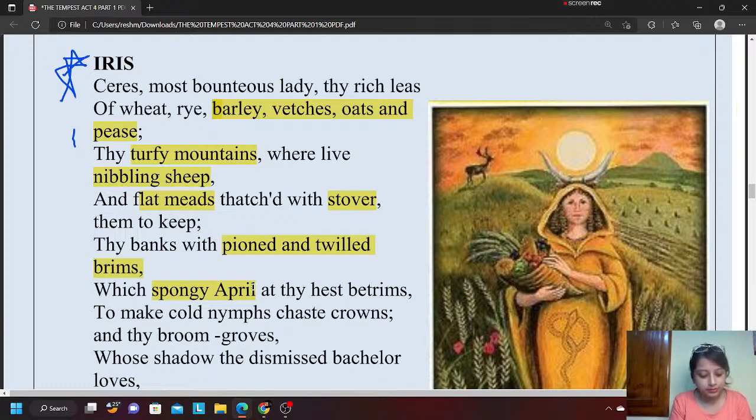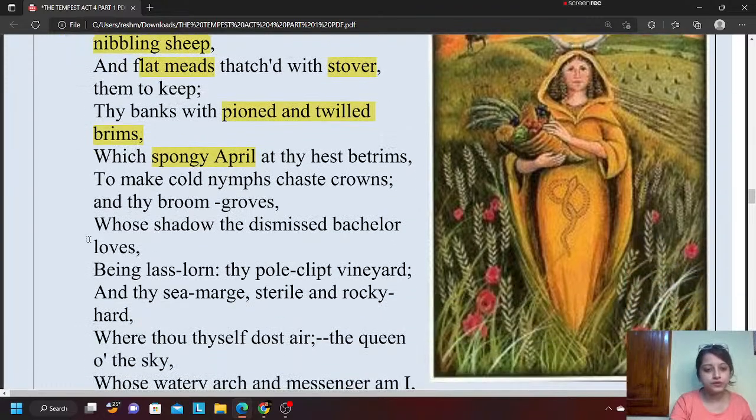And thy broom groves means you also have the groves or the forests. And what happens in the forests? You have a forest land where the dismissed bachelor, meaning whoever's heart is broken, needs peace, so he goes to the forest to spend some time alone. Being lass-lorn, meaning one whose love has been rejected, goes to this place and sheds tears. Okay, waits, stays, spends some time over there.